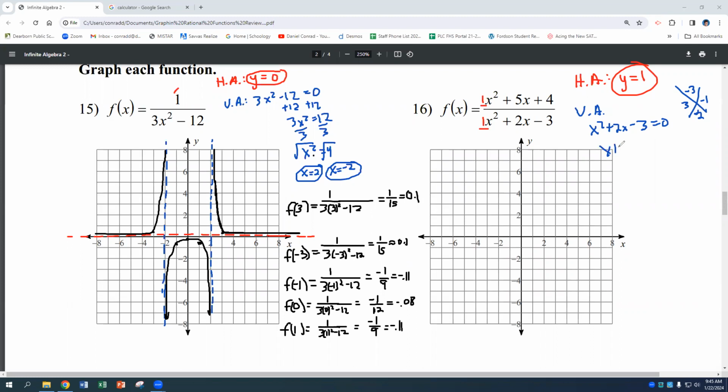So I got x plus 3, x minus 1, right? x plus 3 equals 0, x minus 1 equals 0. Subtract 3 on both sides, I got x equals -3. Add 1 to both sides, I got x equals 1. Wonderful. So I have vertical at -3 and +1, and I have horizontal at +1.